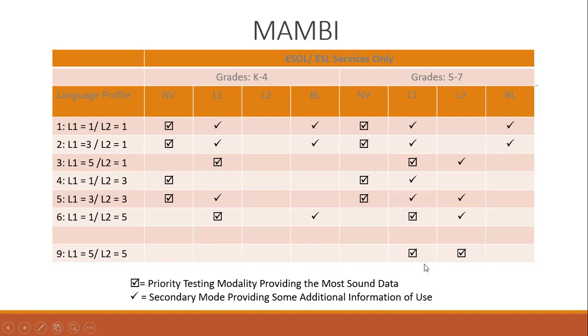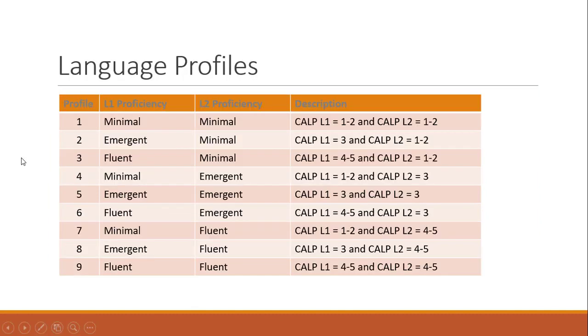With a 9, you want to get both their first language and their second language. Both of them are considered equally important and the primary modes of ability. So you don't care so much about nonverbal. Bilingual might be helpful, but really, if they're equally fluent, it doesn't matter. So this gives you an idea. You first give some sort of language proficiency test for the child and determine where their CALP levels are. You figure out their profile.